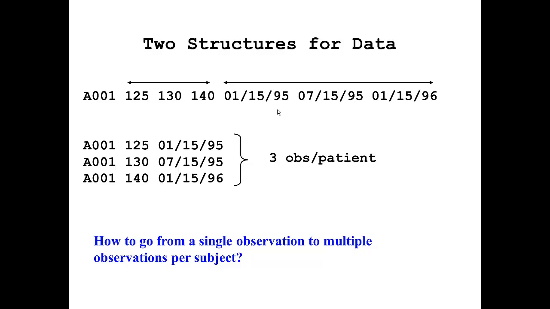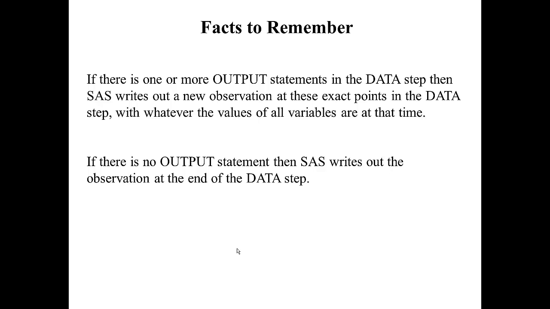The other structure for the data is to have 3 separate observations for one patient. And so we have the same patient recorded on 3 different rows of data for the 3 different visits that the weight was recorded. So we are now going to look at how to go from a single observation to multiple observations per subject. There are a couple of things to remember.